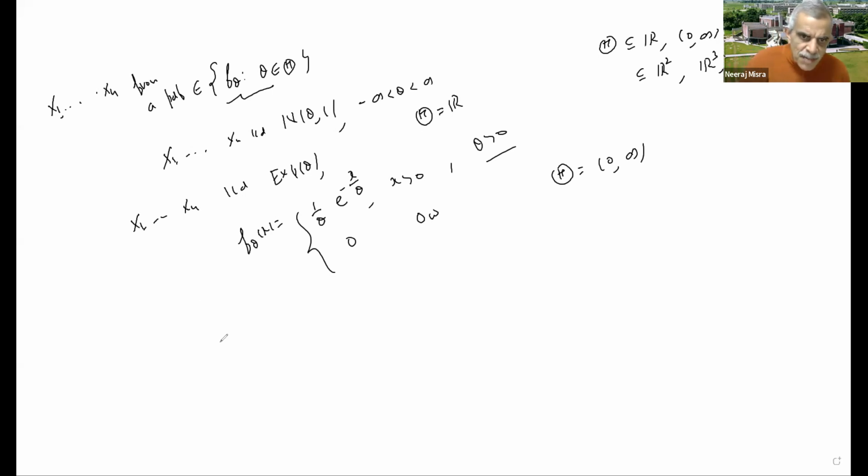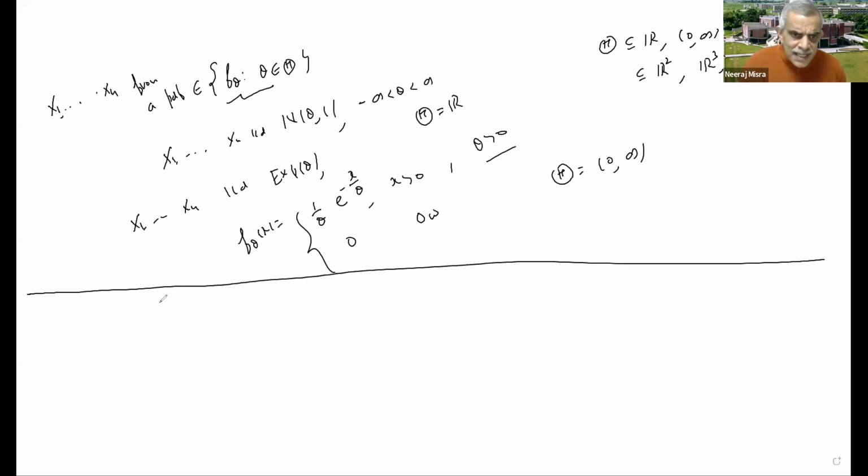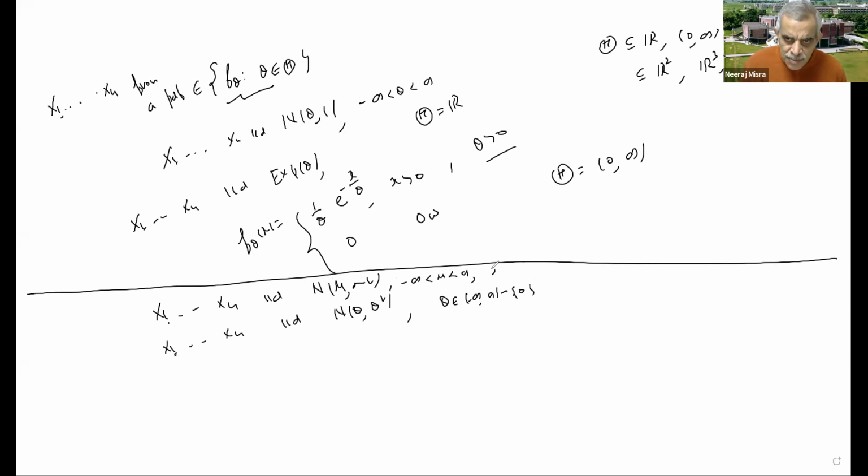That is what I was trying to say. When X1, X2, Xn are IID normal mu, sigma square, there is one situation; X1, X2, Xn IID normal theta, theta square is another. Now here theta can be anything from minus infinity to infinity, except 0 is not included. Here mu can be anything from minus infinity to infinity, and sigma is positive. So here there are two parameters, and here only one parameter. In both situations, the minimal sufficient statistic is X bar and summation Xi minus X bar whole square.